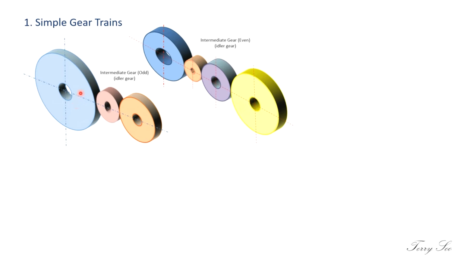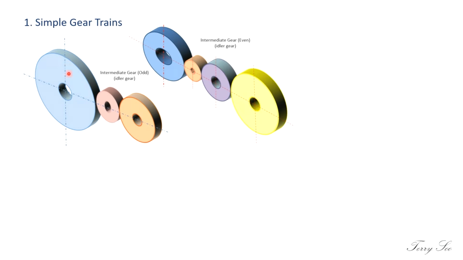So you can see that both the first and the last, we call it the first driver and the last driven, are in the same direction if you use an odd number of intermediate gears, that means 1, 3, 5, 7, 9. If you are using an even number of intermediate gears, let's say 2, 4, 6, 8, then the direction of rotation between the first gear and the last gear would be opposite.